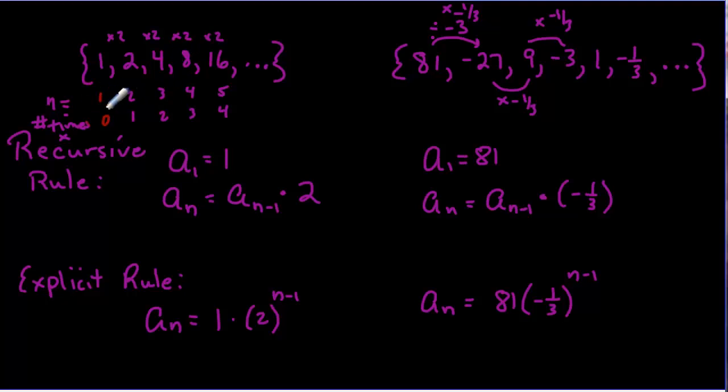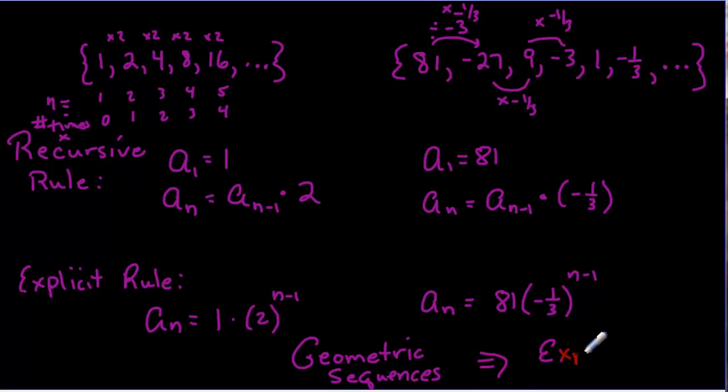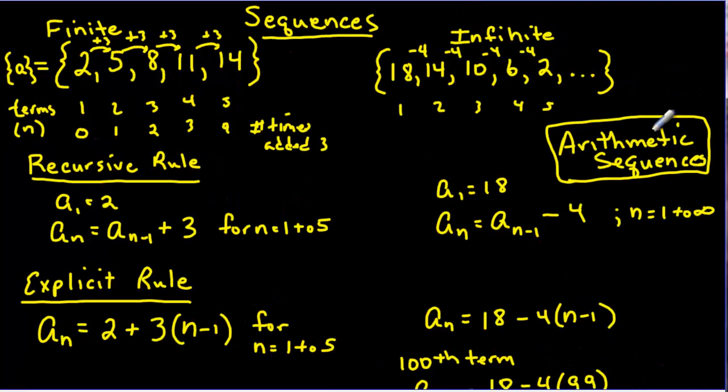These functions where there is a repeated multiplication are referred to as geometric sequences. And they are another way of modeling an exponential function. And we could have pointed out on the last slide when we were talking about these arithmetic sequences, these equations that we have here, this is a linear function.